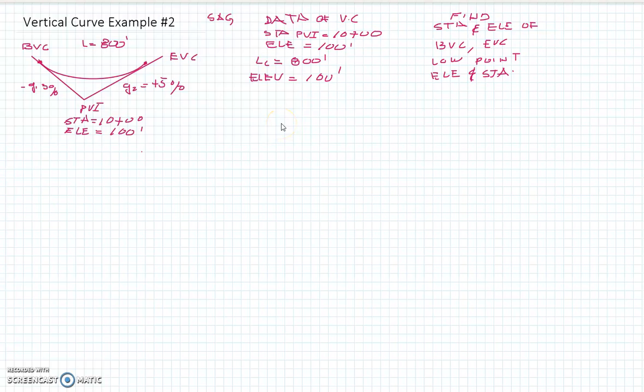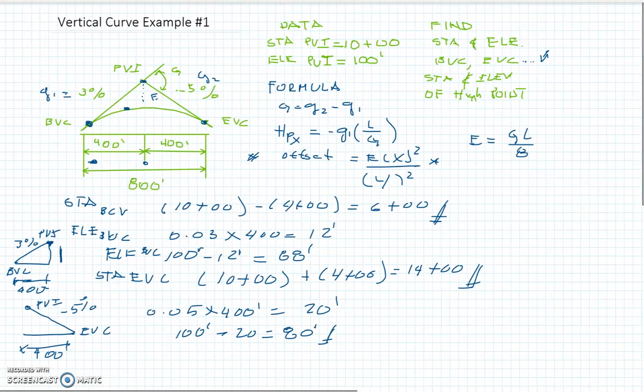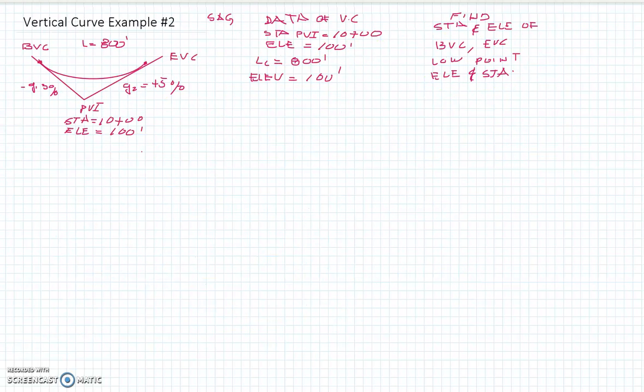Okay, this is my second example of vertical curve, and this time I don't want to change anything except that this is going to be a sag curve. The other one is a crest curve. The same data that I have in my example number one. I want to be clear and understand that you understand how to find the low point and the stationing and elevation on the beginning of the vertical curve and the end of the vertical curve.